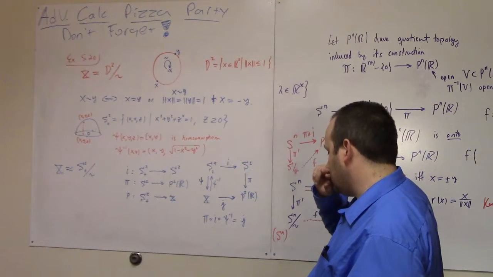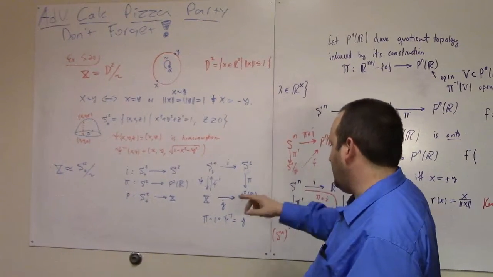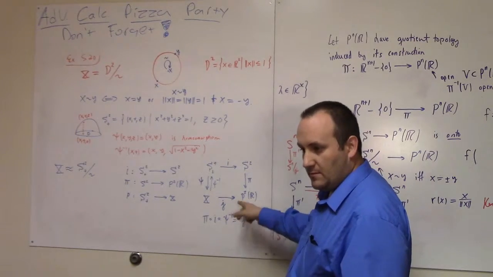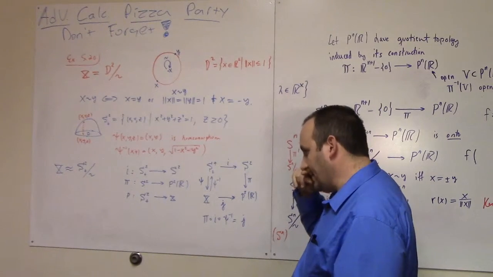We figured out P2 was Hausdorff last time, remember?